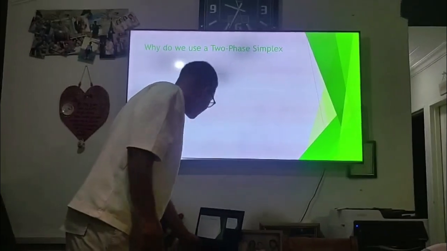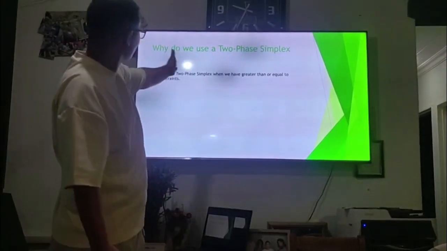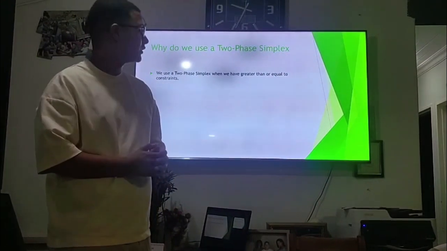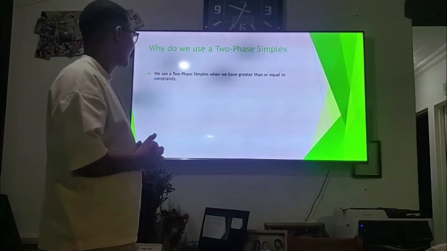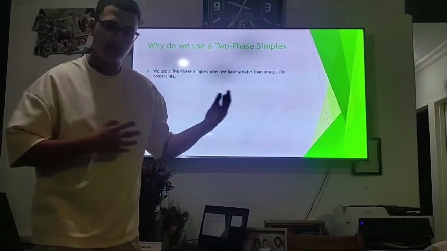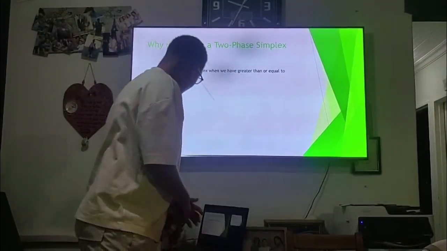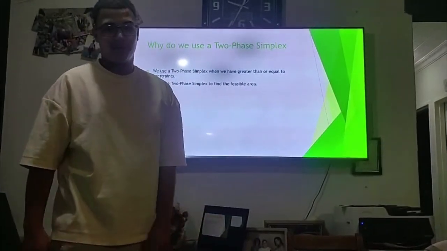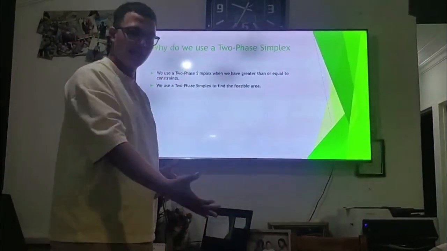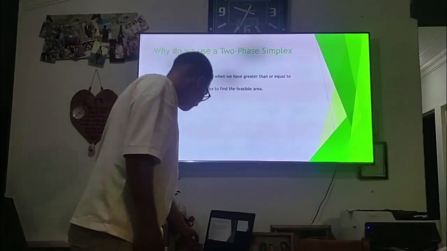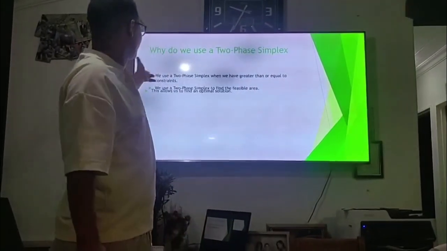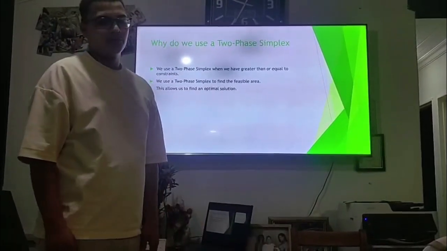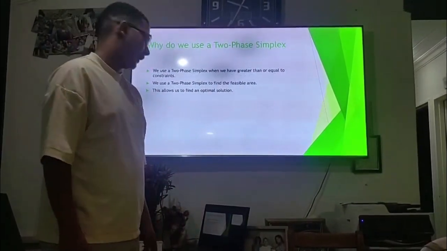The slide just says what I said already. We use a two-phase simplex algorithm when we have greater than or equal to constraints. This then helps us to find the feasible area of our linear program, or LP, and then we can find an optimal solution for the linear program.